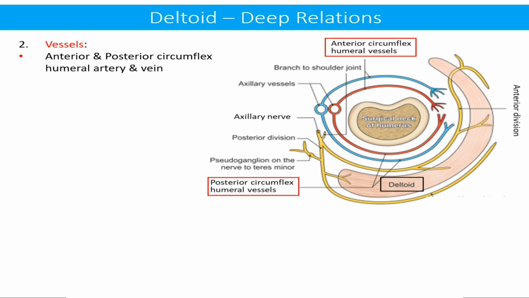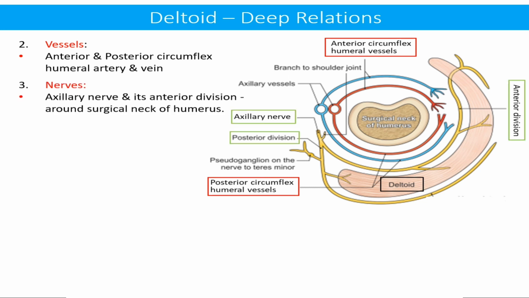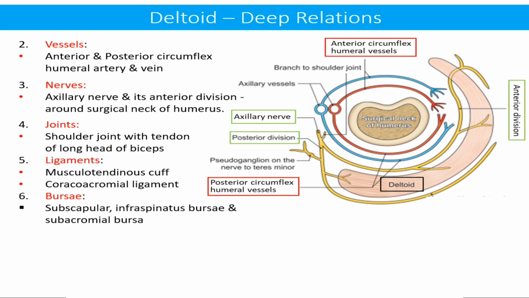Number three, vessels, that is anterior and posterior circumflex humeral artery and veins. Axillary nerve and its anterior division around the surgical neck of the humerus. Shoulder joint with tendon of long head of biceps. Musculotendinous cuff and coracoacromial ligament. Subscapular, infraspinatus bursae and subacromial bursa.